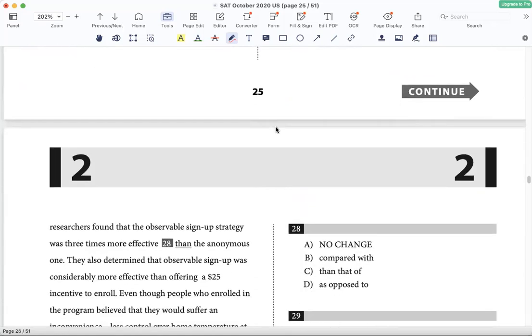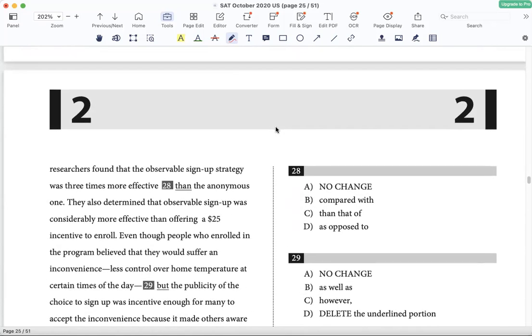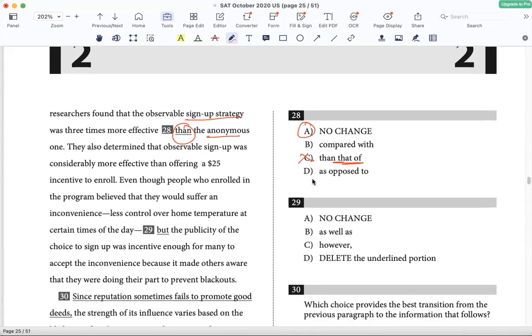Okay, the researchers found that the observable sign-up strategy was 3 times more effective than the anonymous one. So here I am just comparing the strategy with the anonymous strategy, right? So I don't have to say that of, and I don't have to say compared with and opposed to, because a simple than will make sense here. This strategy was more effective, was 3 times more effective than that. So A. They also determined that observable sign-up was considerably more effective than offering a $25 incentive to enroll.